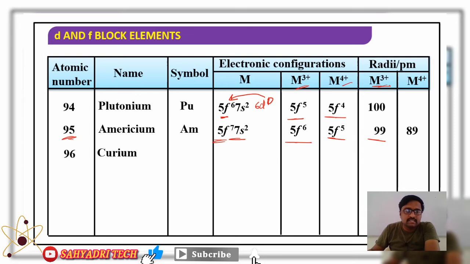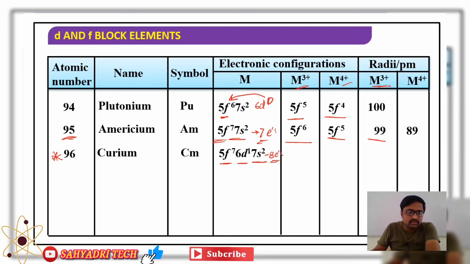Well, next one, atomic number 96, it is curium. Curium is also one of the important things to be remembered. Cm is the symbol. Americium has 7 unpaired electrons, right? Now in curium, 5f7 6d1 7s2, so 7 plus 1, there are 8 unpaired electrons. So curium is the element having the highest number of unpaired electrons.